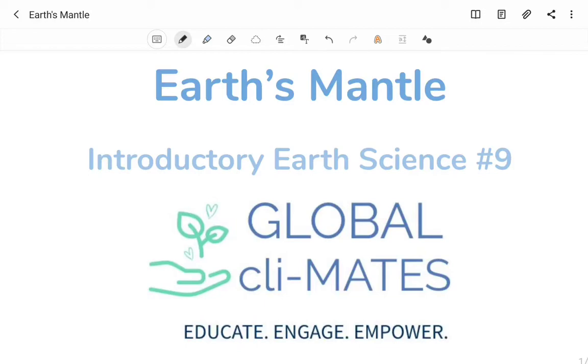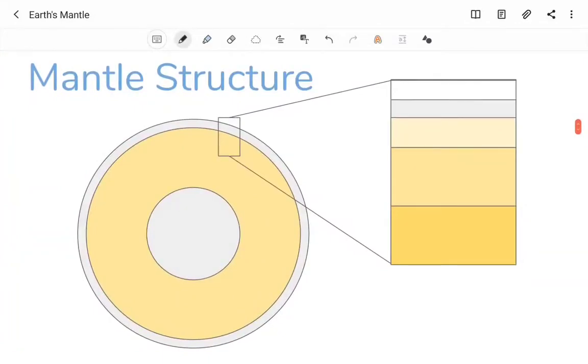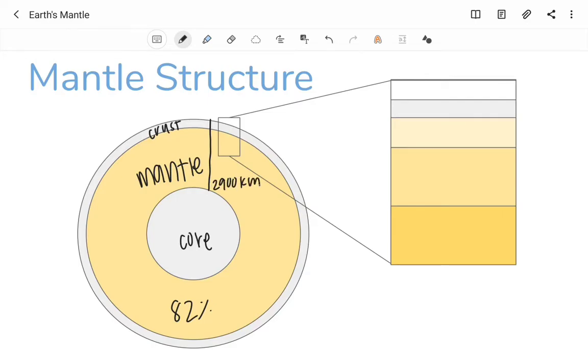So to recap a little bit of what we've already discussed about Earth's mantle, it is the layer found in between Earth's crust and Earth's core. And it's the solid rock layer that actually makes up about 82% of Earth's total volume. Of course, this diagram is not to scale, but you can see that the mantle has the most area shaded in here. Now, the mantle extends all the way down to a depth of about 2,900 kilometers. Again, showing that it makes up a majority of Earth's inner structure.